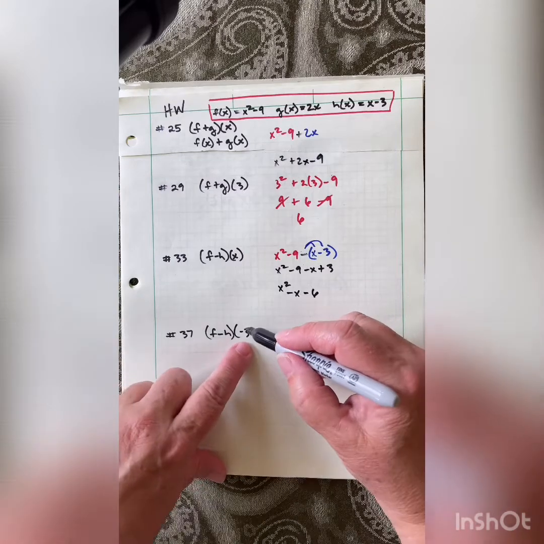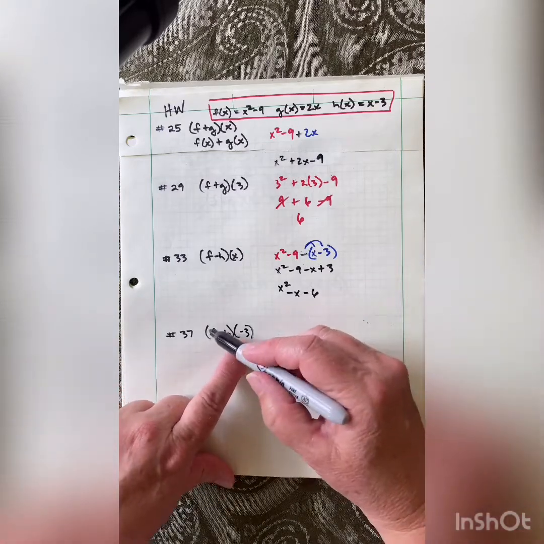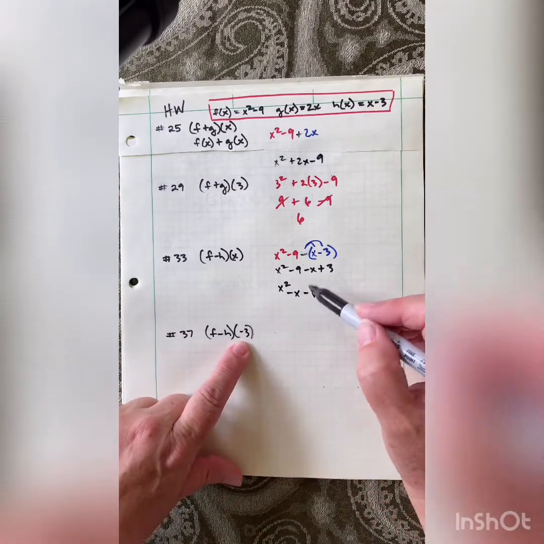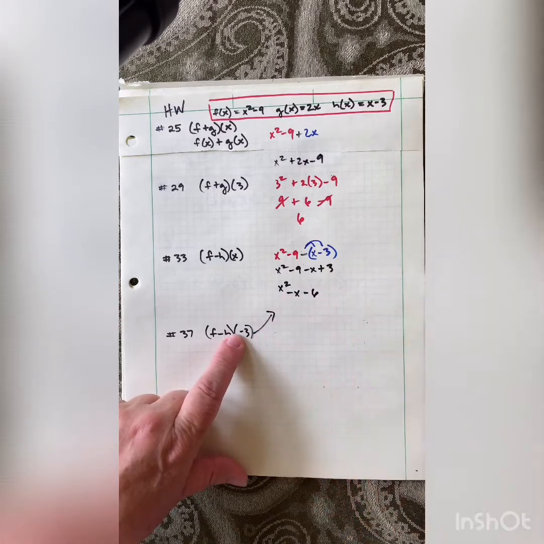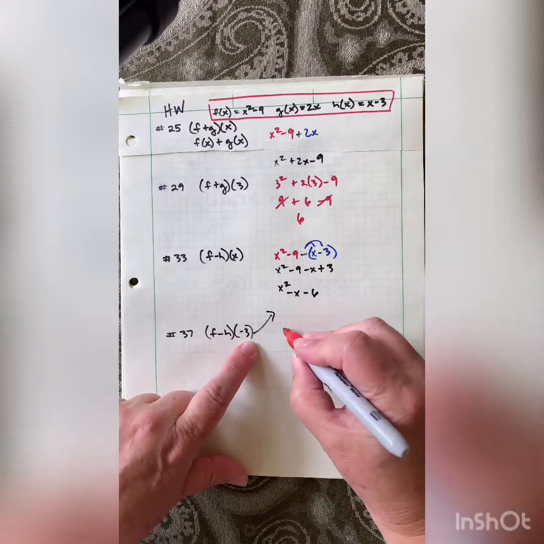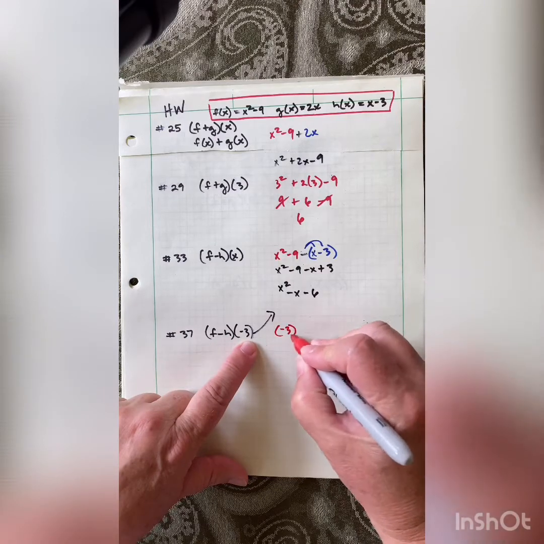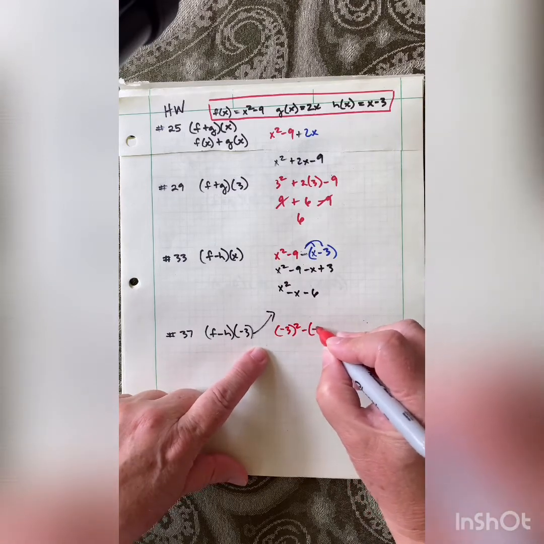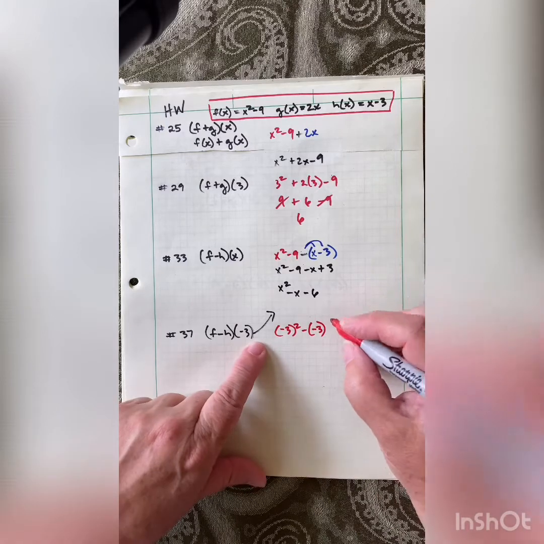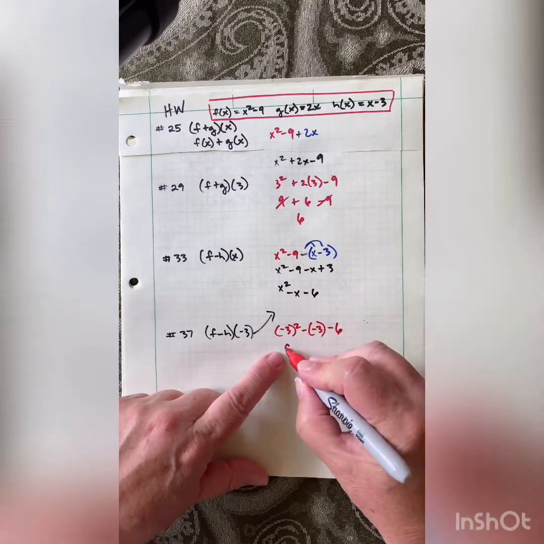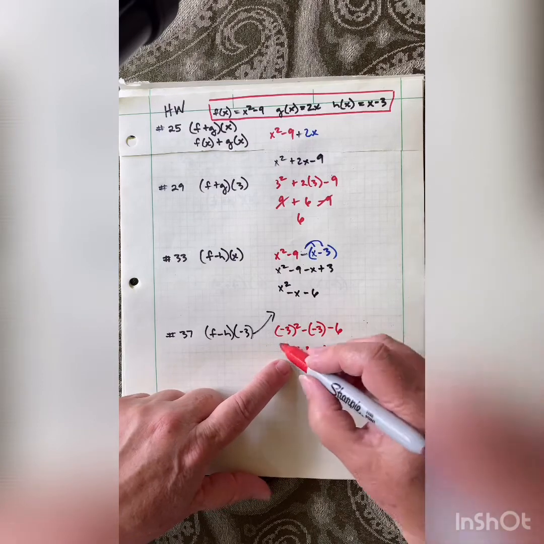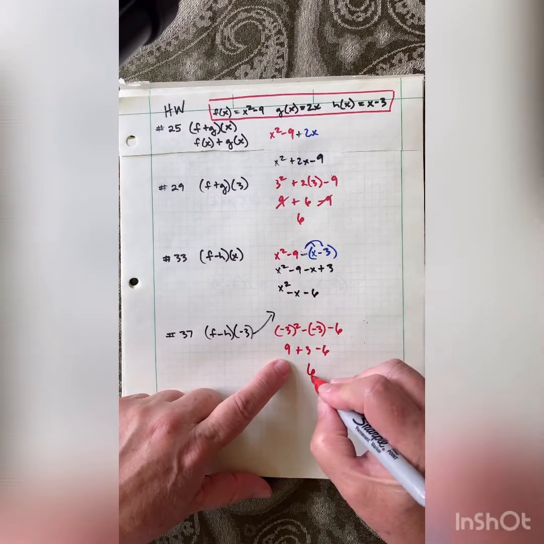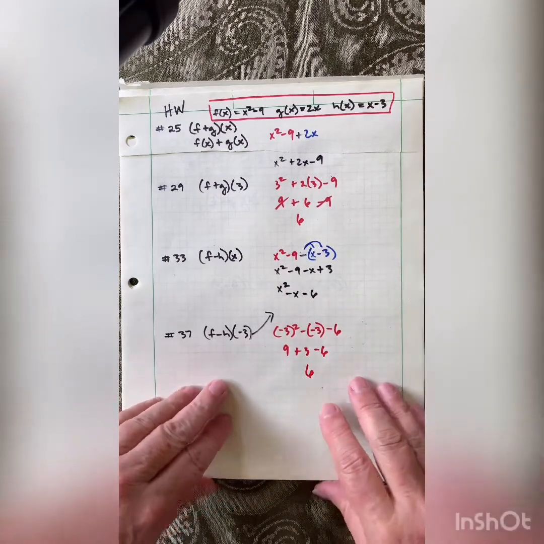Oh, well, look at this, isn't that convenient? I got that f minus h with a -3, so at this time I'm just going to put in -3 every time I see an x. So -3 squared minus 3 times -3 minus 6 gives me a 9 plus 3 minus 6, so that's 12 minus 6 gives me a 6. And there you go.